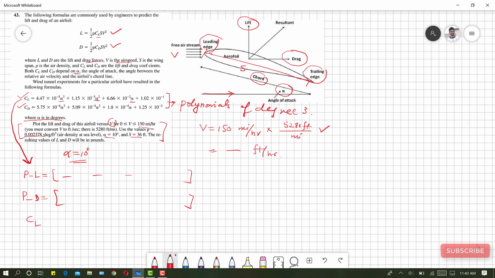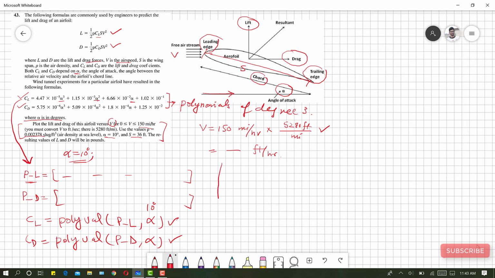So how to find CL? I will write polyval. I need to find the value of this polynomial. So I will write polyval, and then PL, and then alpha, and alpha in this case will be 10 degrees. And similarly I will find CD. I will write polyval, and I will write PD, and then again alpha, and we would define alpha as 10 degrees. So using these two instructions, we will find CL and CD. So now we will know CL and CD.